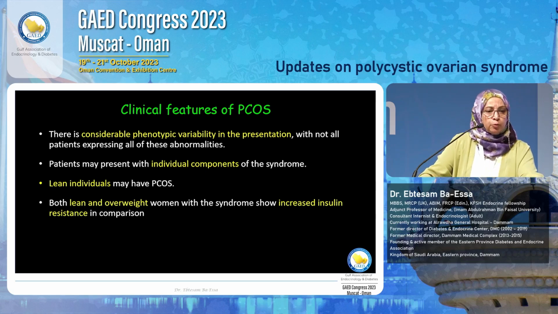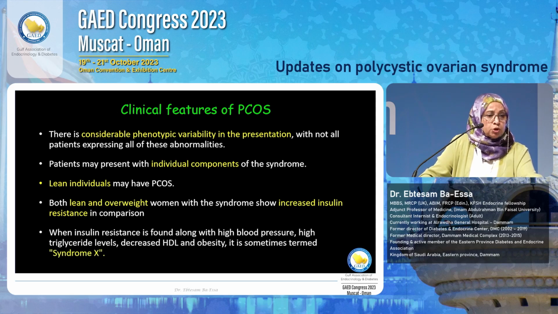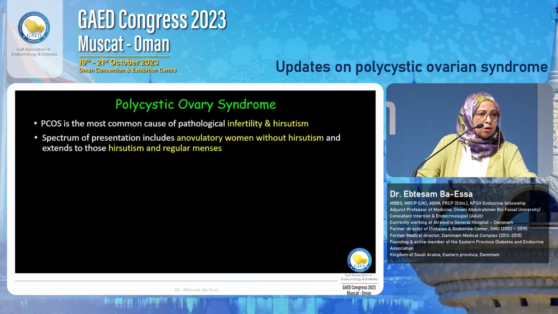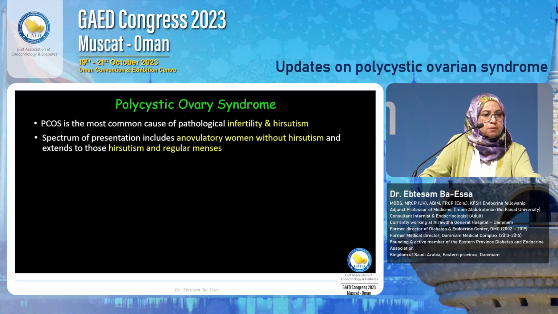And both lean and overweight individuals may have increased insulin resistance. And when insulin resistance is found in addition to other factors like hypertension and dyslipidemia, this may also be called syndrome X. Polycystic ovary syndrome is the most common cause of pathological infertility and hirsutism, and the spectrum of presentation may vary, which may include anovulatory women without hirsutism, to hirsutism with regular menstruation. So it's really a wide presentation.